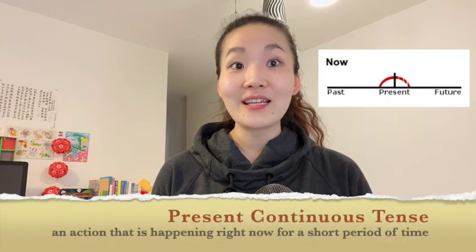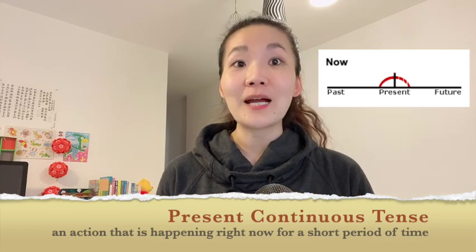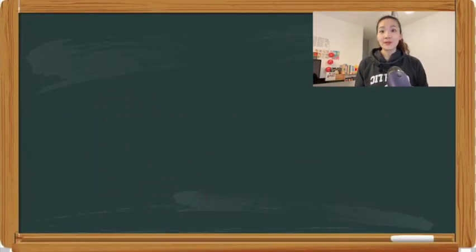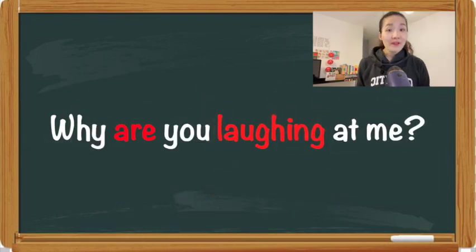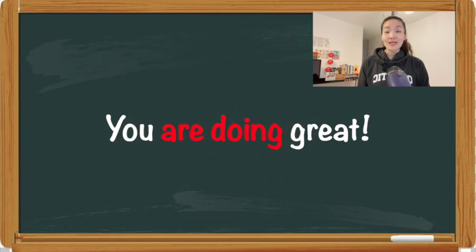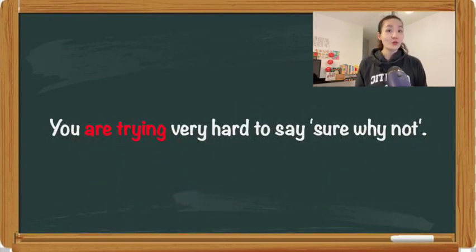Similar to the past continuous tense, the present continuous tense is used to talk about an action that is happening right now for a short period of time. Here, Caden is talking to his friend. These actions are happening right now at this moment, so he can use the present continuous tense. For example, I am telling you what happened. Why are you laughing at me? You are doing great. You are trying very hard to say sure, why not?